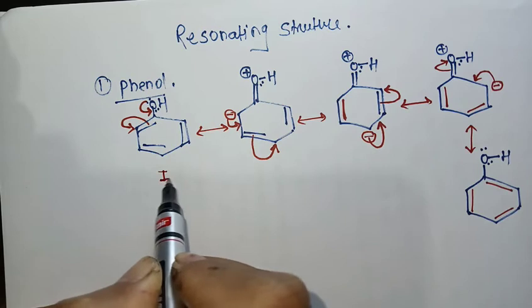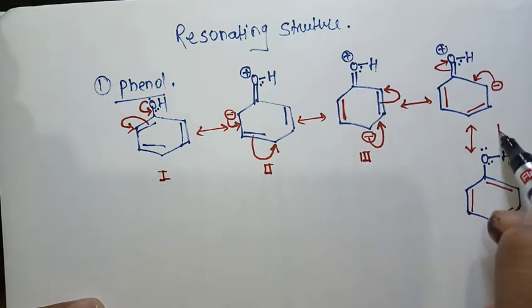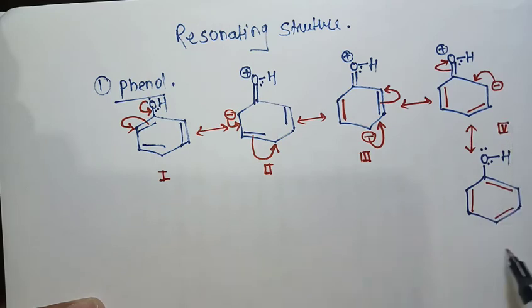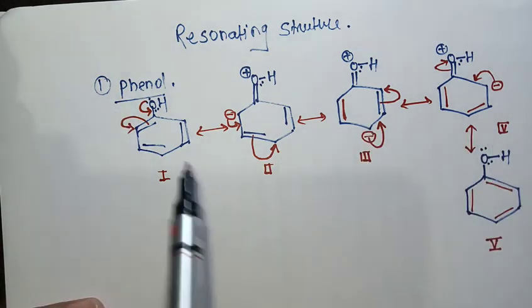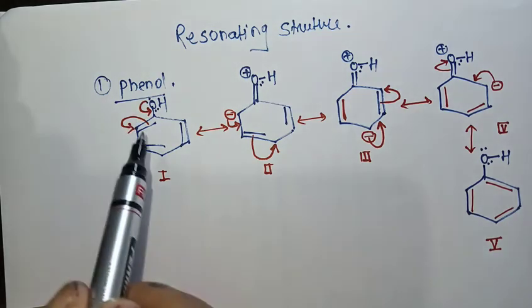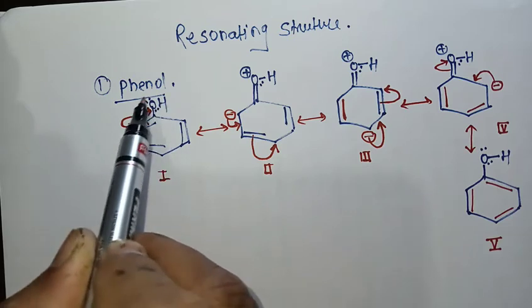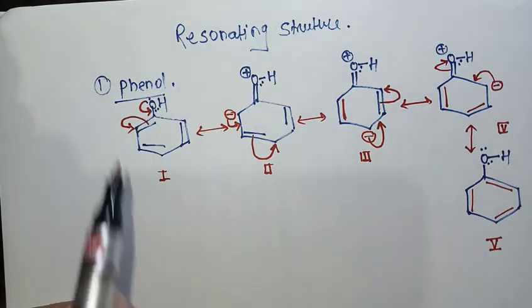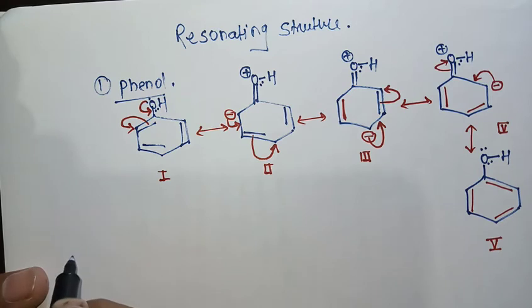So this is the first structure, second structure, third structure, fourth structure, and this is the fifth structure. So phenol gives 5 different structures. This is called the resonating structures of phenol. Because the benzene ring has an electron donating group, that is hydroxide, therefore it shows 5 resonating structures. Same for the aniline compound.